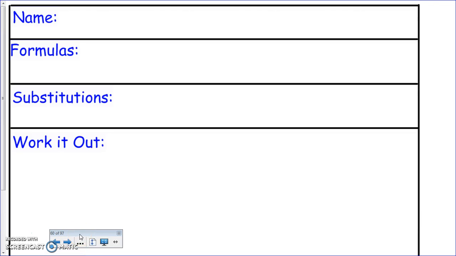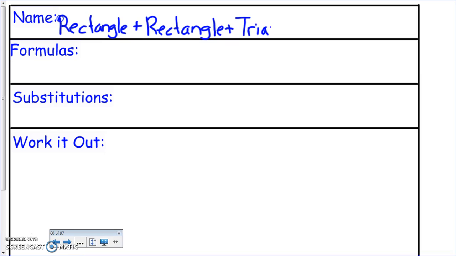So we're going to work it through on the extra sheet that's attached to your packet there. And the first thing we're going to do is write out the names of the 4 shapes. So we have a rectangle plus a triangle plus a half circle. So now we're going to write out the formulas for each shape.